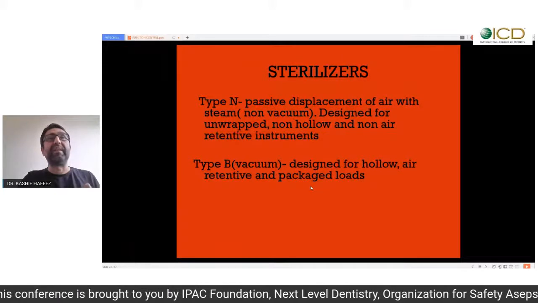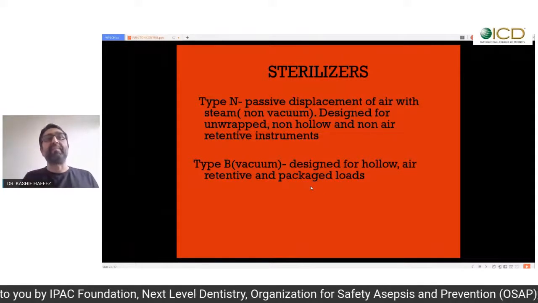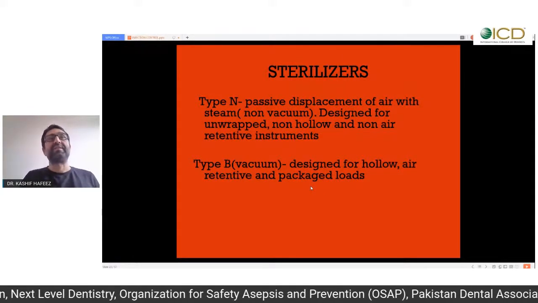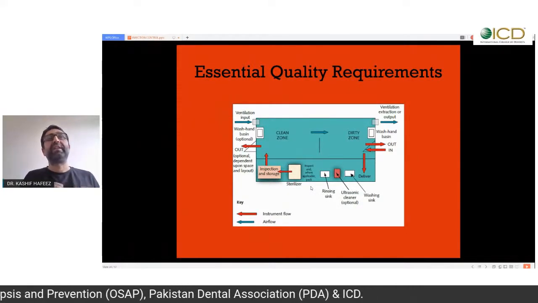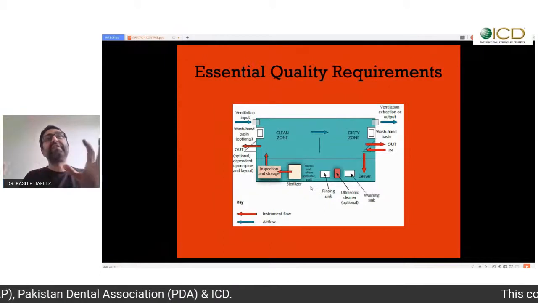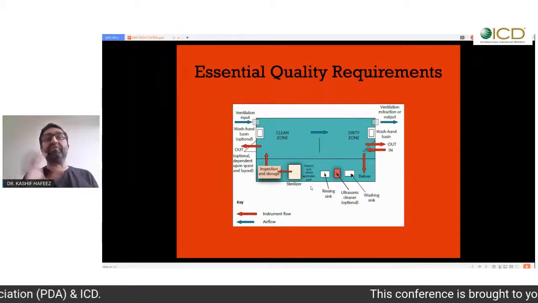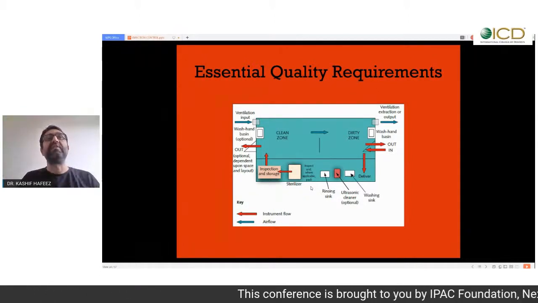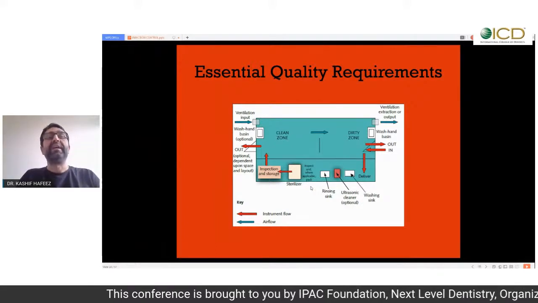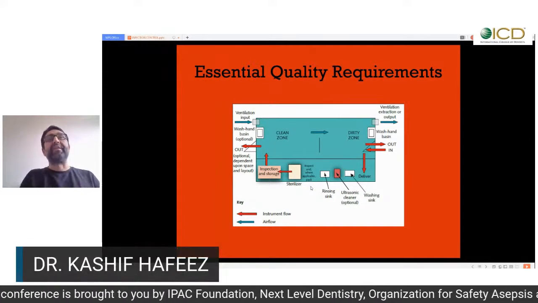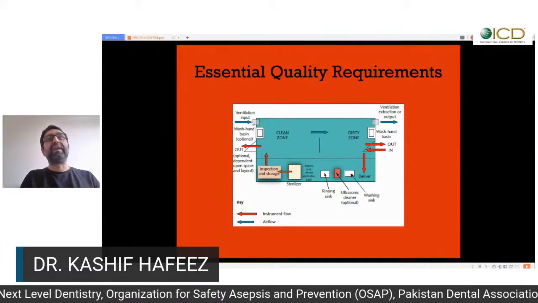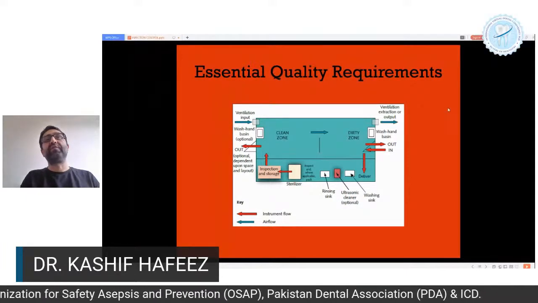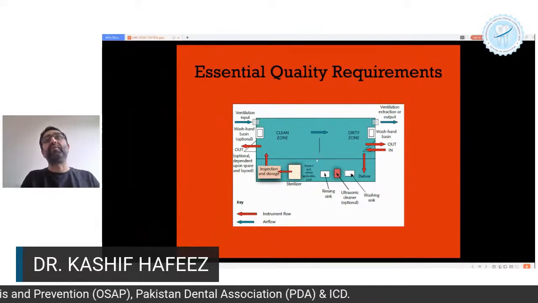Sterilizer, you guys are familiar with sterilizers. You know much, much better than myself. So which types of sterilizers are there? The essential quality requirement will tell you that there are different processing zones. And so the processing area is divided into a dirty zone and a clean zone. You need to know the ventilation input as well. The air is going to come from the clean zone and go out from the dirty zone. It cannot be the other way around.